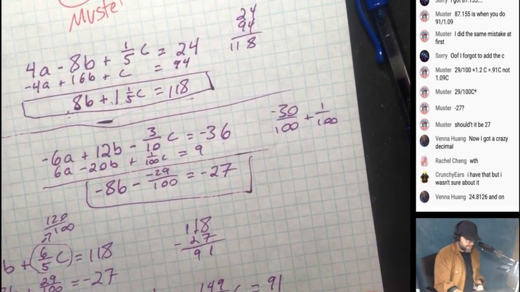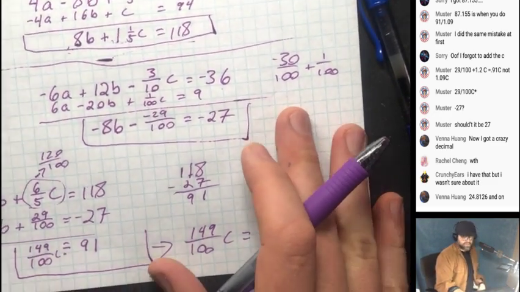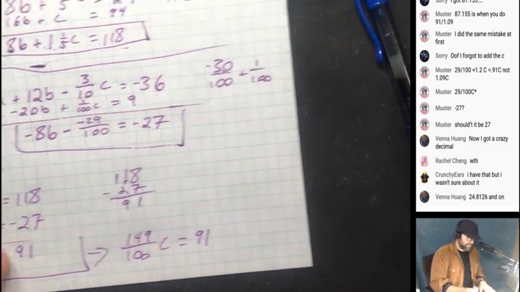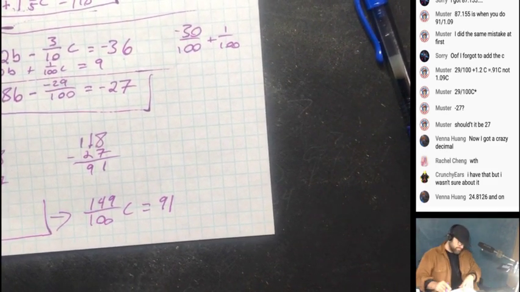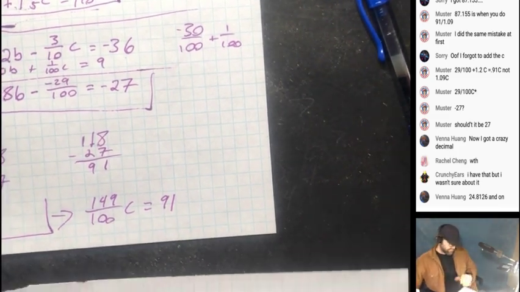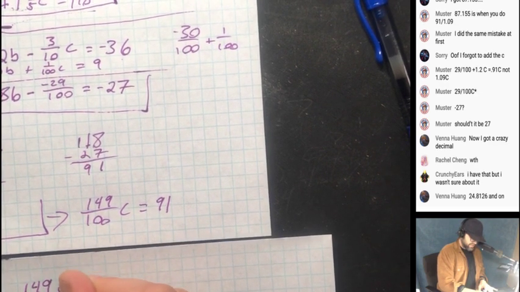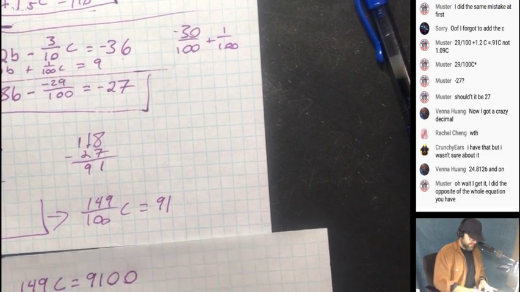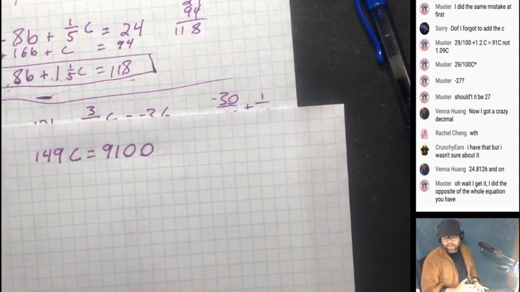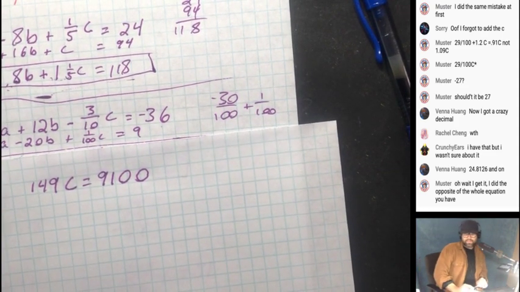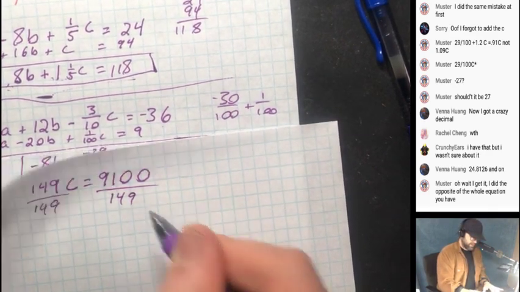I feel like we are on course here to be crushing this really soon. So let's keep going with this problem because we have our equation here. I'm going to multiply both sides by 100, and now I need new paper. So I get 149 c equals 9100. Bros. That's what's going on. Oh, you did the opposite of that? Oh, I see. Okay. So then we divide by 149. We divide by 149.